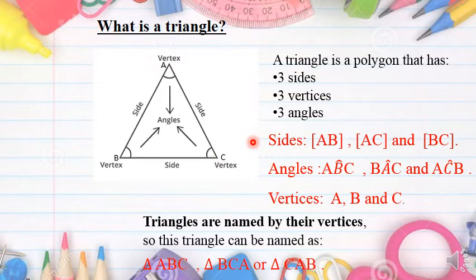Now let's learn how to name a triangle. Triangles are named by their vertices. So this triangle can be named as, as you can see, I put the symbol triangle ABC or triangle BCA or triangle CAB. We use the vertices to name the triangle.